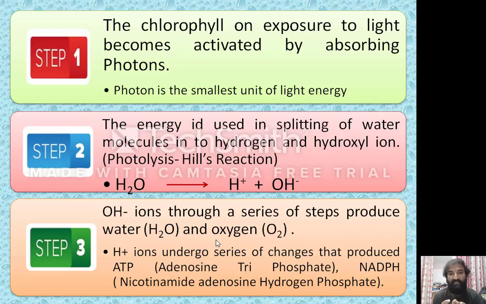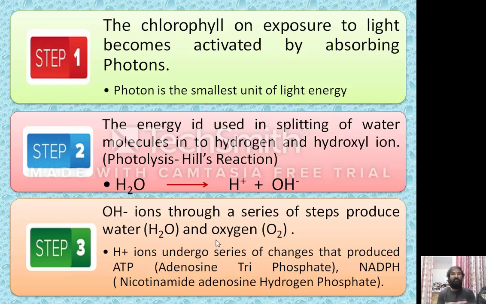How is it activated? By absorbing photons, because photons are the smallest unit of light energy. When light falls onto the chlorophyll pigments, these chlorophyll pigments become activated. When they are activated, they release energy, especially in the form of electrons. These electrons are passed to various substances. That is the first step.